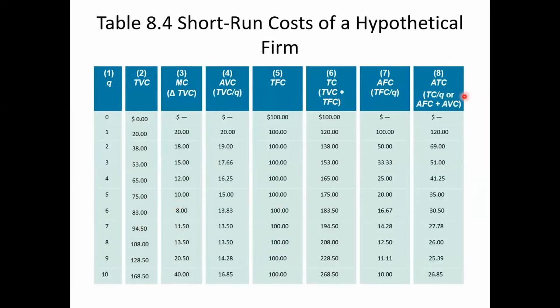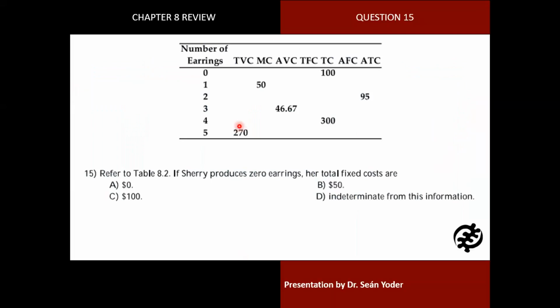All right, it's an overwhelming table, I know. I'm going to walk you through it. Hang in there with me. If you see something like this on an exam, I'm going to pull a question from the review pack. Let me show you. For example, here's a question. If Sherry produces 0 earrings, her total fixed costs are. Okay. So whenever you face a table like this, it helps to just go ahead and fill in the table for a second. So let me help you do that.